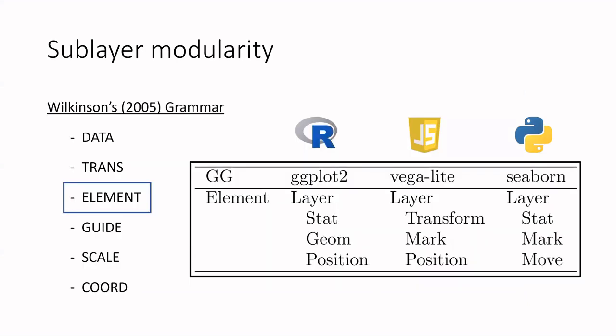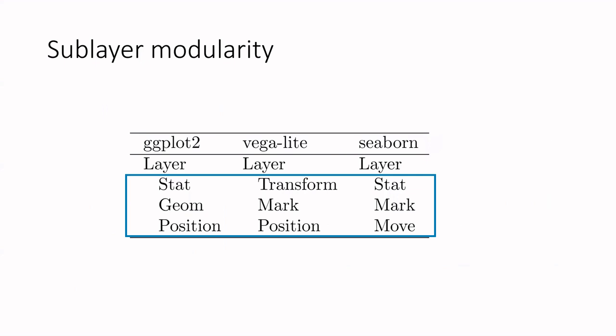And because layers are the most tangible and flexible part of the grammar in this way, many implementations of the grammar of graphics privilege the layer component, and they break it down even further. Whereas Wilkinson's original grammar just had element, ggplot2 and other popular libraries like JavaScript's Vega-Lite and Python's Seaborn break the layer down into its subcomponents using ggplot's terminology, that's stat, geom, and position, although in this talk, I'm going to ignore position for a bit. This design is what I call sublayer modularity.